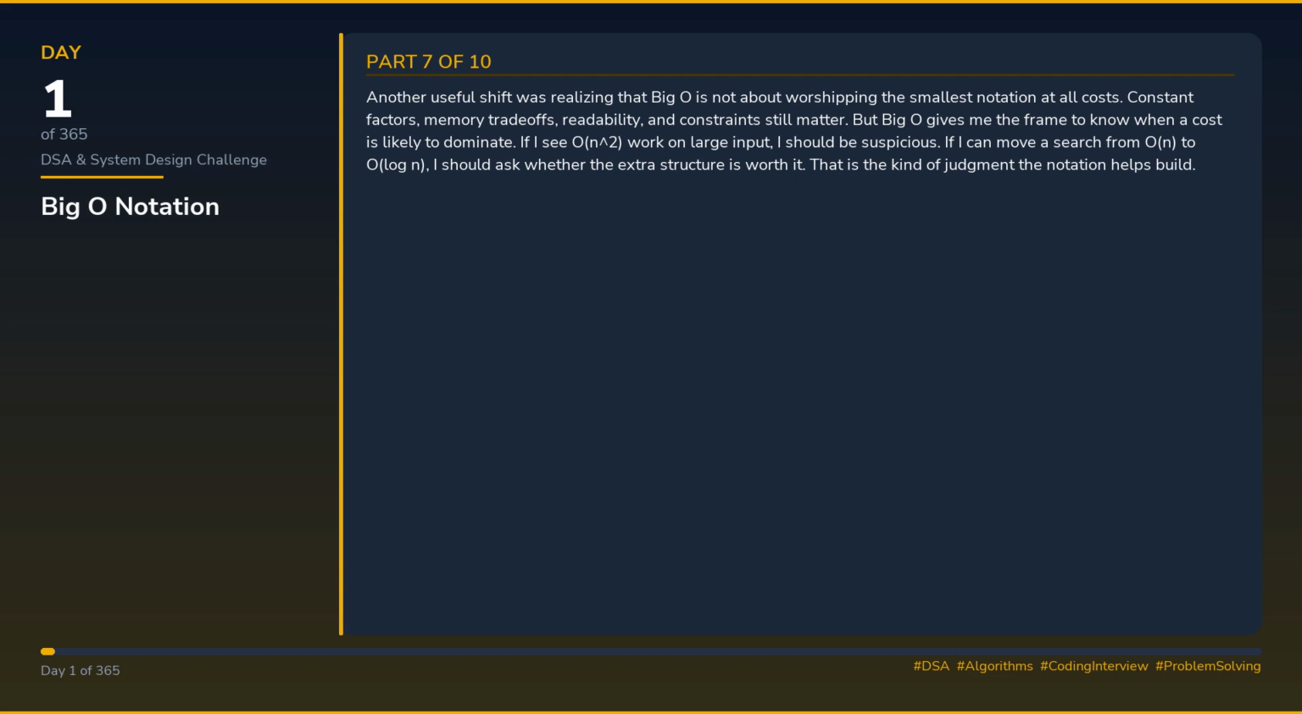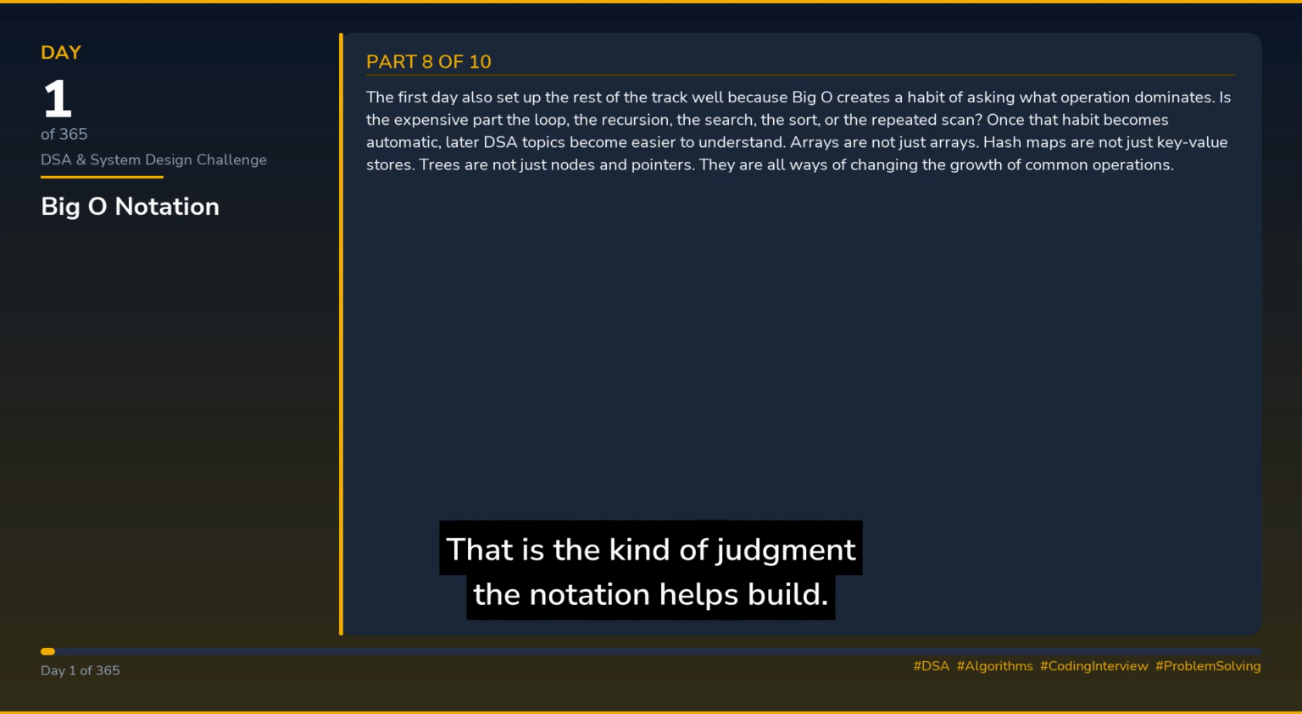Another useful shift was realizing that Big O is not about worshiping the smallest notation at all costs. Constant factors, memory trade-offs, readability, and constraints still matter. But Big O gives me the frame to know when a cost is likely to dominate. If I see O(n squared) work on large input, I should be suspicious. If I can move a search from O(n) to O(log n), I should ask whether the extra structure is worth it. That is the kind of judgment the notation helps build.